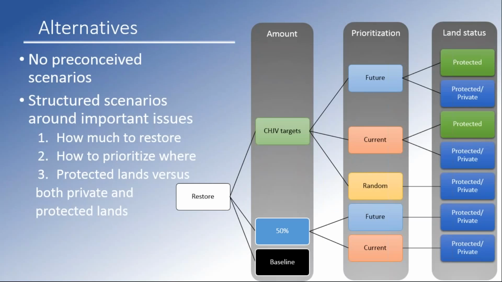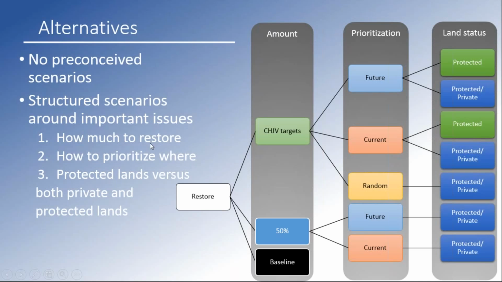And so let's step to the next step here, and that's alternatives. And this is where I asked the team to come up with some scenarios, or if they had any scenarios in mind for how they wanted to proceed in restoring these habitats. And the team really didn't have any preconceived ideas about how they wanted to restore this region. And so with that, the team decided to take a more systematic or structured approach where they would structure scenarios around important issues that they continually grapple with.